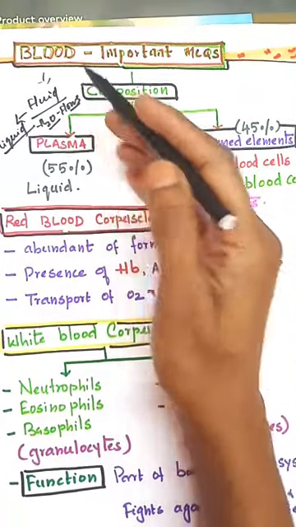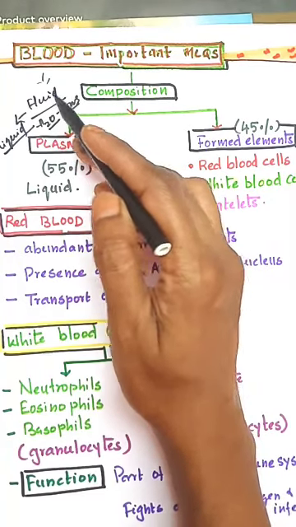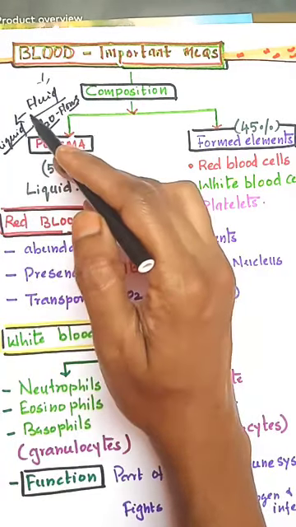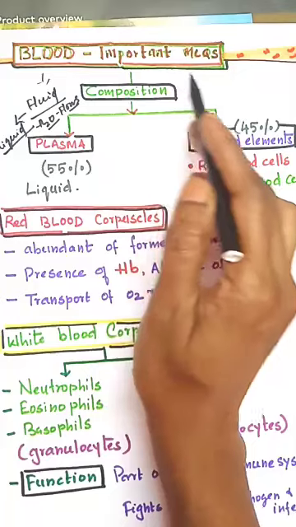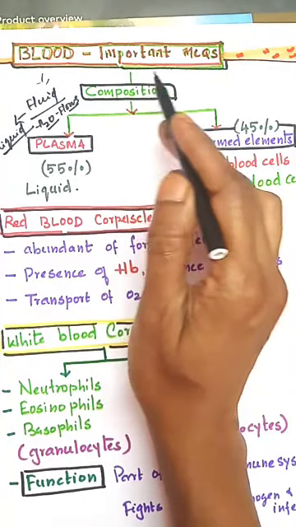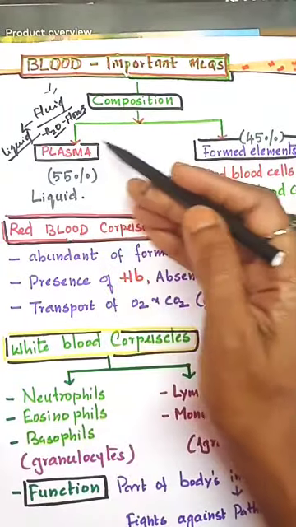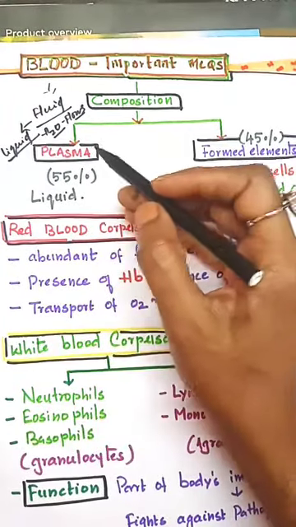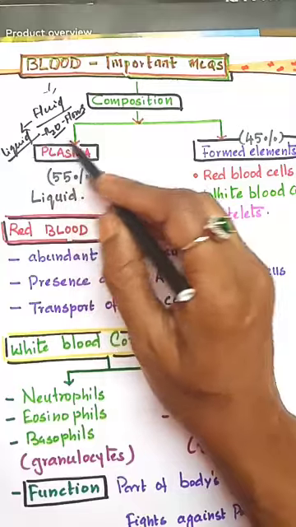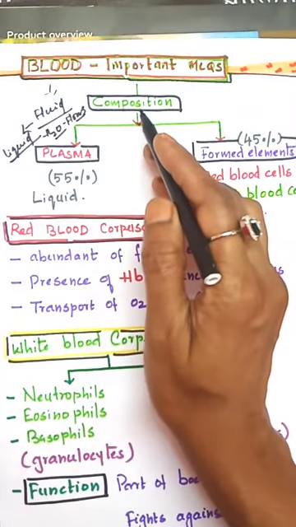So blood is a fluid connective tissue, which means it is basically a connective tissue, but it keeps moving around or flowing inside the body. Composition: it is made up of two parts, the fluid part and the cellular part. The fluid part is the liquid part. You call it plasma, which forms about 55% of the blood.